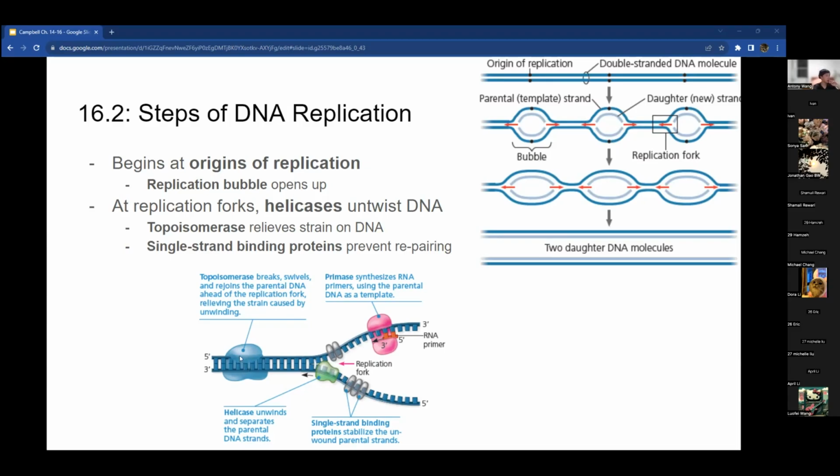The topoisomerase will be ahead of helicase. It will occasionally cut out pieces of DNA and put it back in a way that prevents supercoiling. It preserves the integrity of the DNA. And single strand binding proteins will bind to nucleotides, and nucleotides are originally held together by hydrogen bonds. Sometimes if there weren't single stranded binding proteins, after helicase comes through, they'll just hydrogen bond back together. But because there are single stranded binding proteins, it prevents the DNA from sticking together.